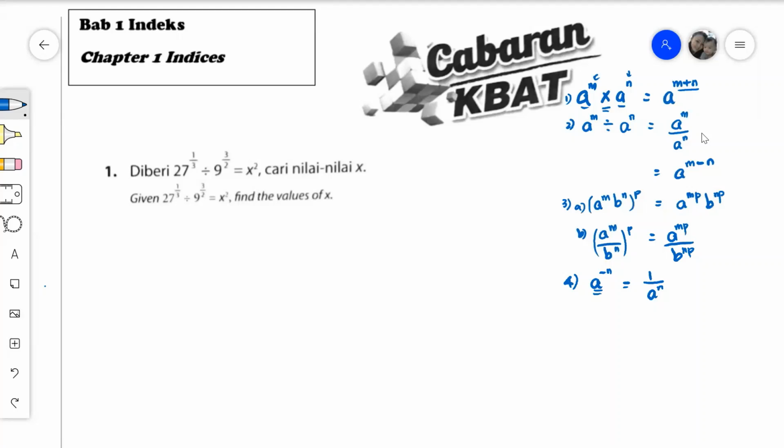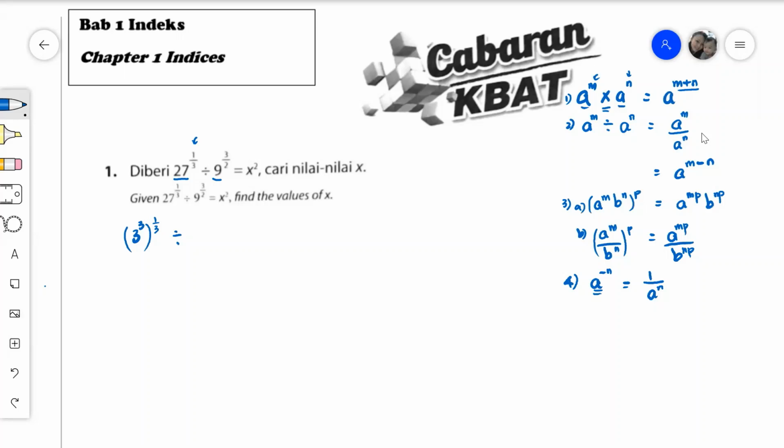Now the rule of thumb is to always change the index number into the smallest base. Okay, choose to rewrite this in the smallest base. So 27 can be written as 3 to the power of 3, and then raised up to the power of 1 over 3. The original index, we still have not used it, so we have to copy the rest, divided by 9.